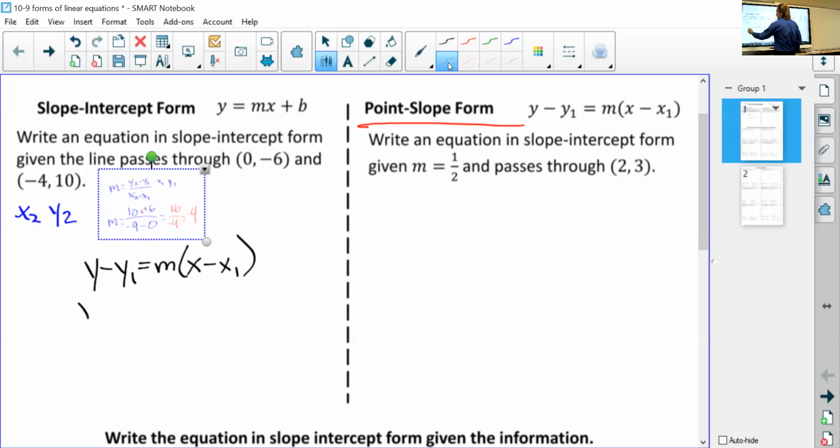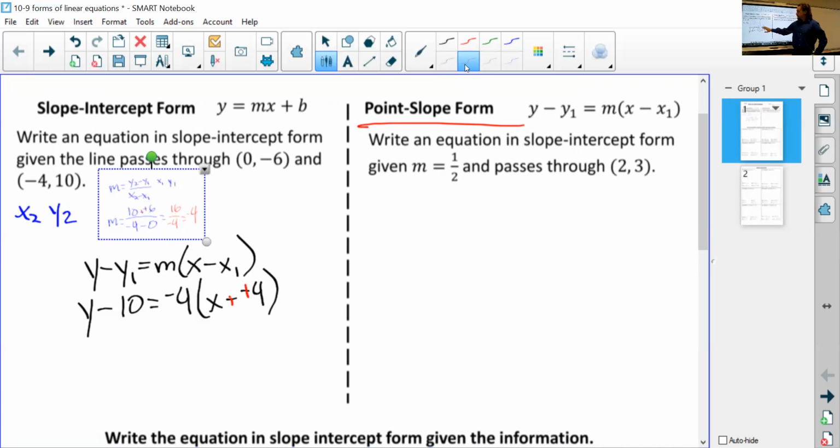So we're going to say y, which is just a letter, minus the y we picked, which was 10. The slope we said was negative 4. x is just a letter, and then minus, what did we say, negative 4. Okay, and then before we move on, since this is minus a negative, we can change that to adding a positive.